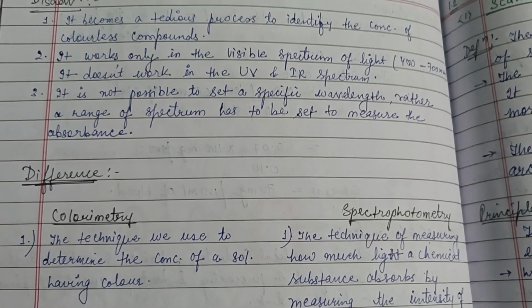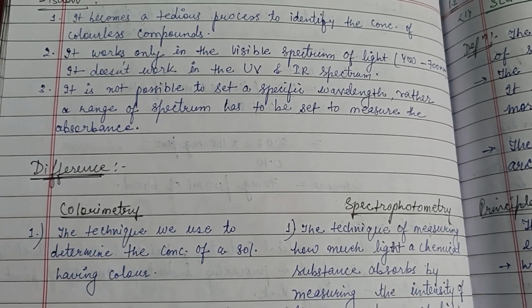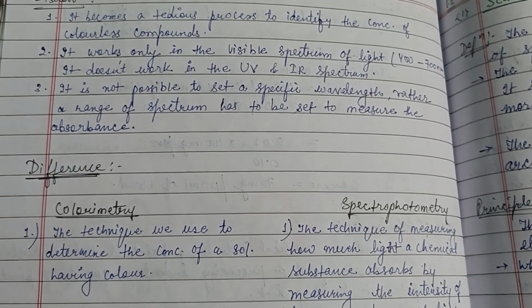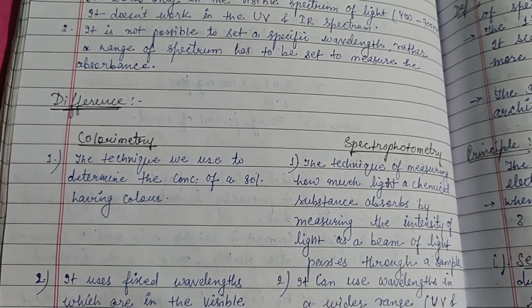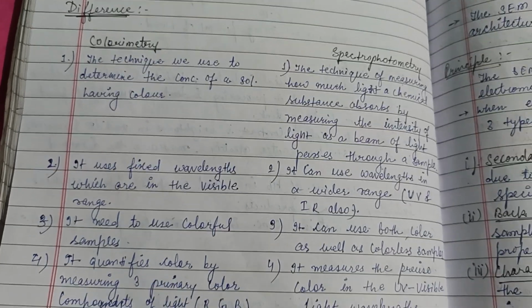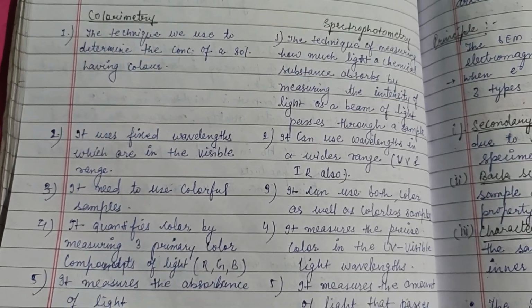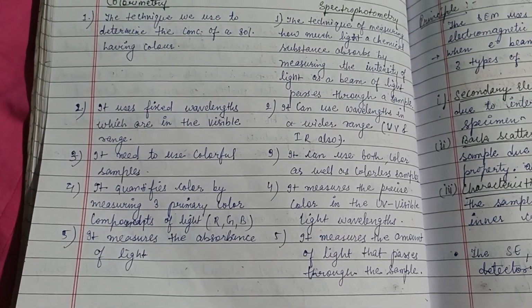It is not possible to set a specific wavelength; rather, a range of spectrum has to be set to measure the absorbance. Spectrophotometry is very specific for the wavelength spectrum. There is a difference between colorimetry and spectrophotometry. So this is all about the colorimeter.